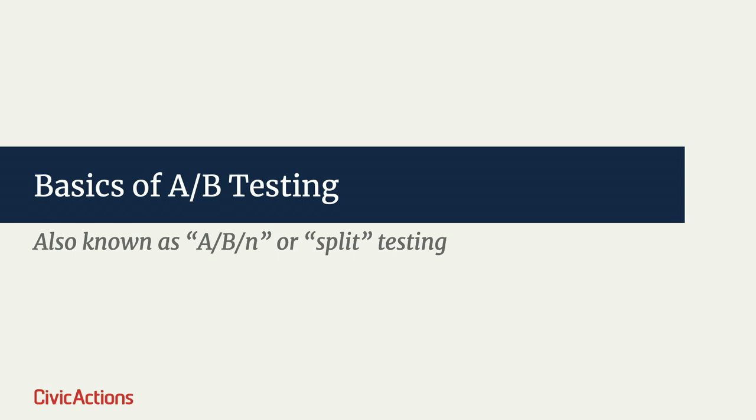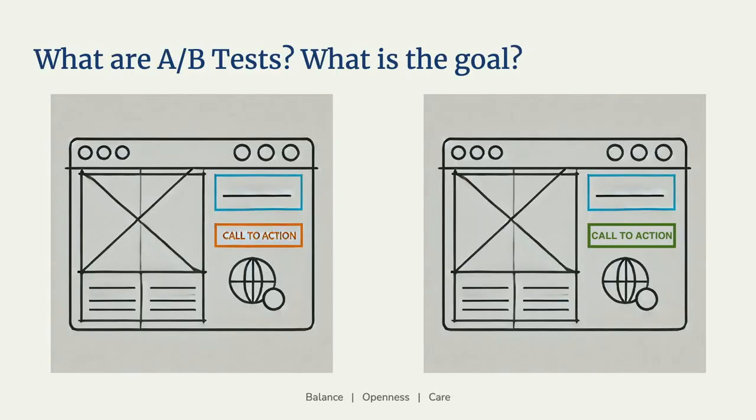So up first, basics of A/B testing, or you might be familiar with another name for it, like A/B/n testing or split testing. A/B/n testing because there can be more than two variations in your test, and split testing because basically what you're doing is splitting users into different groups, and testing different variations of things with that. An A/B test is basically just a way to compare two or more things and see which one works.